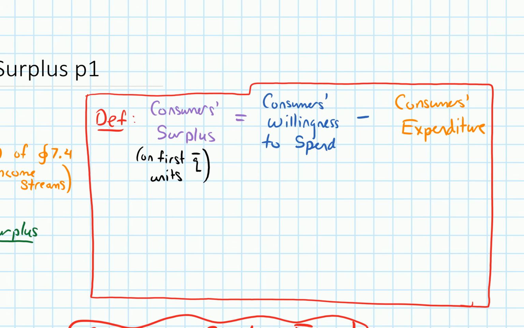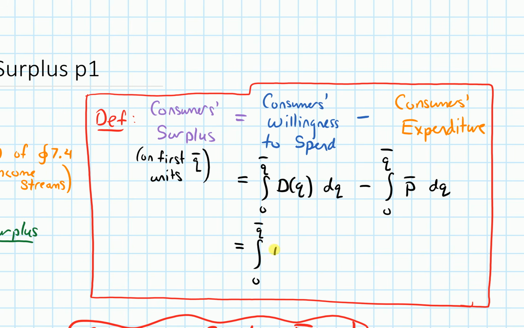Okay, so what was their willingness to spend? That was the integral from 0 to q bar of the demand function d of q, and I've got to write dq at the end. And then minus, what was the integral for consumer's expenditure? It was 0 to q bar, and then inside of it, I had p bar, whatever that number is, dq. And the nice part about writing integrals for both of these is I can combine these into one. This is the integral from 0 to q bar of d of q minus p bar. P bar is just a number. And then I write that dq at the end. And this is called the consumer's surplus.